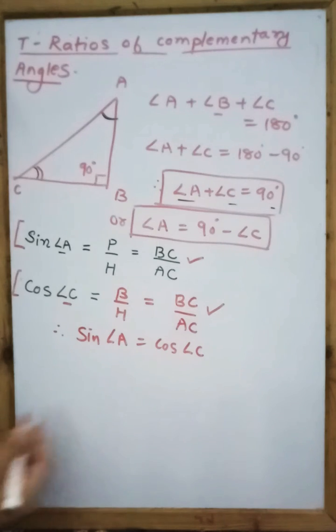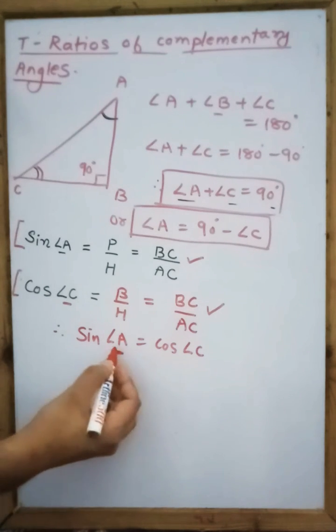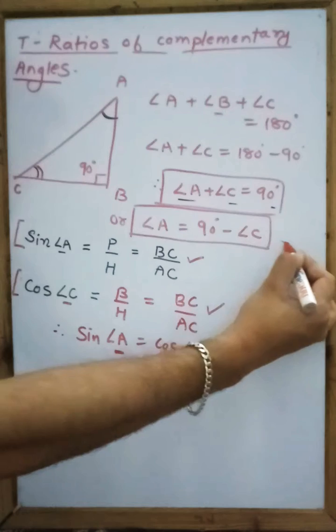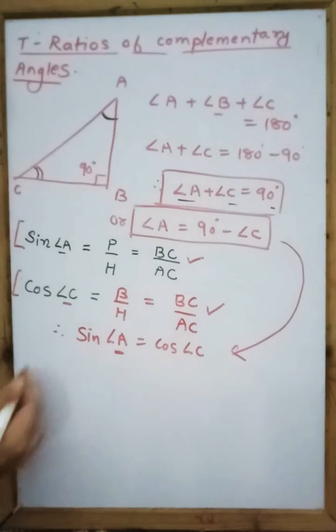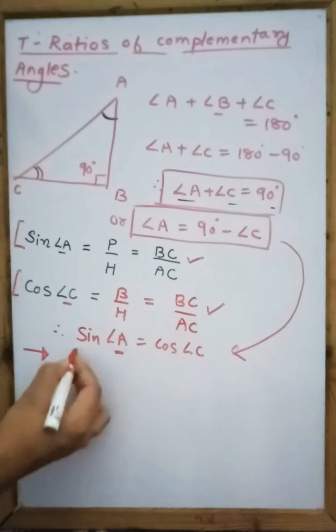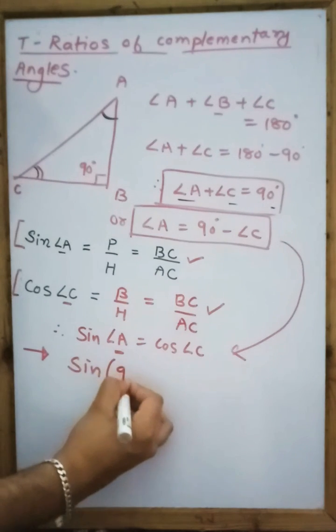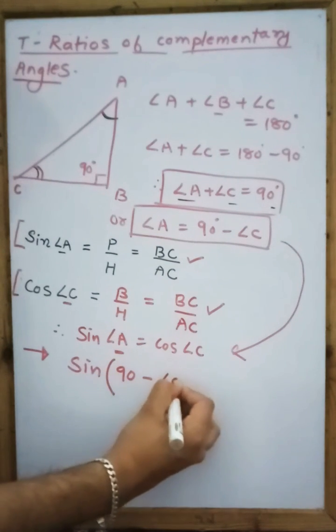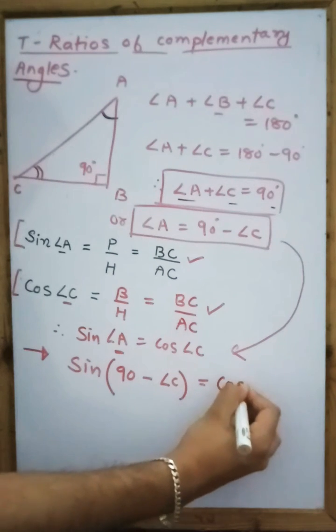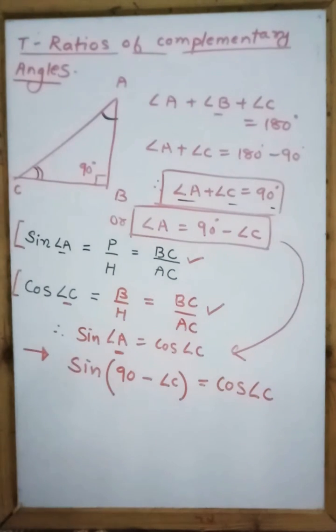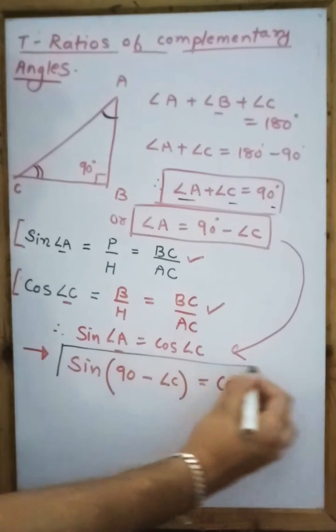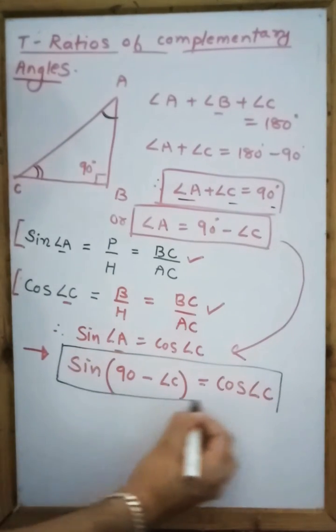But if you look at A, what is A equal to? A is equal to 90 minus C. So if I put this formula over here, what can I write? I can rewrite this as sine of 90 minus angle C is equal to cos of angle C. So if you look very carefully, it becomes sine of 90 minus C is equal to cos of angle C.